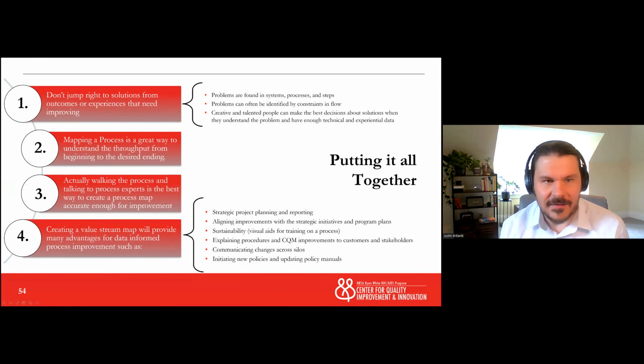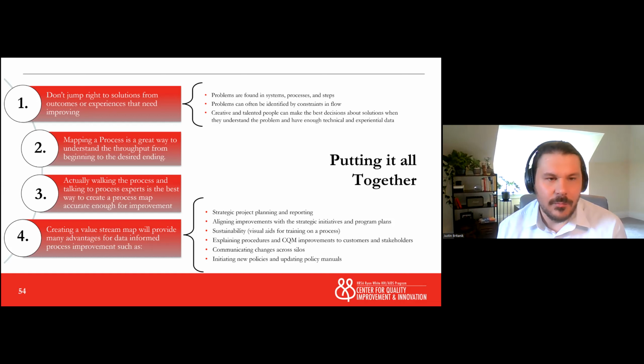Then we're going to map that process, and we're going to really understand first where we are today in that current state, and then where we want to be in the future, in an ideal state. And then we're going to work in between through improving and comparing to where we want to be next. We're going to break it down into smaller chunks. Actually walking the process and talking to people doing the work and receiving the services is the best way to create a value stream.